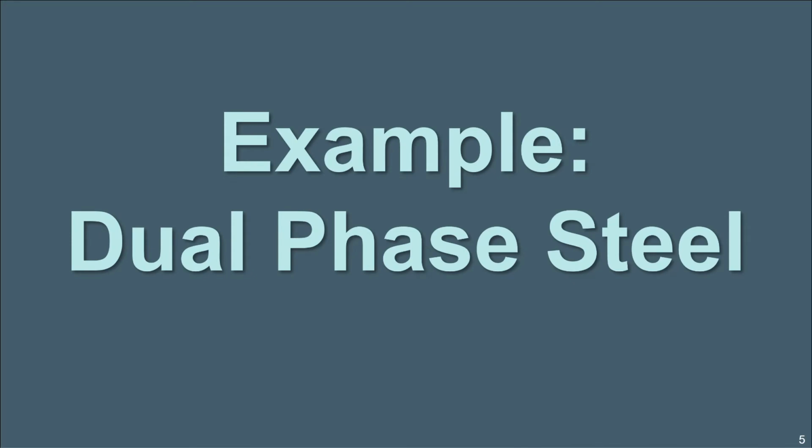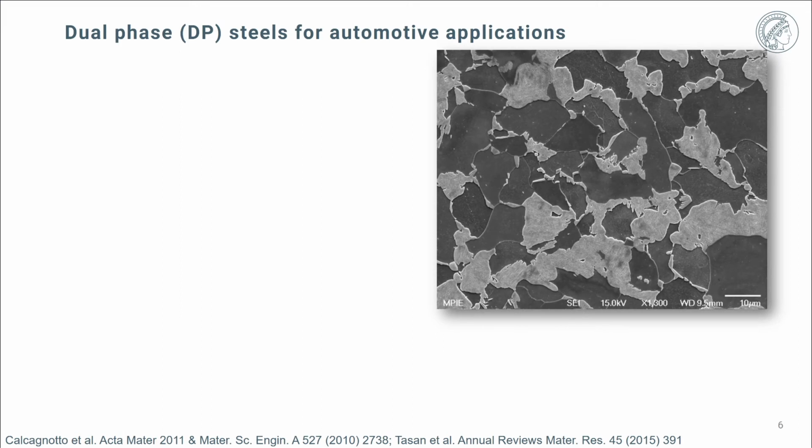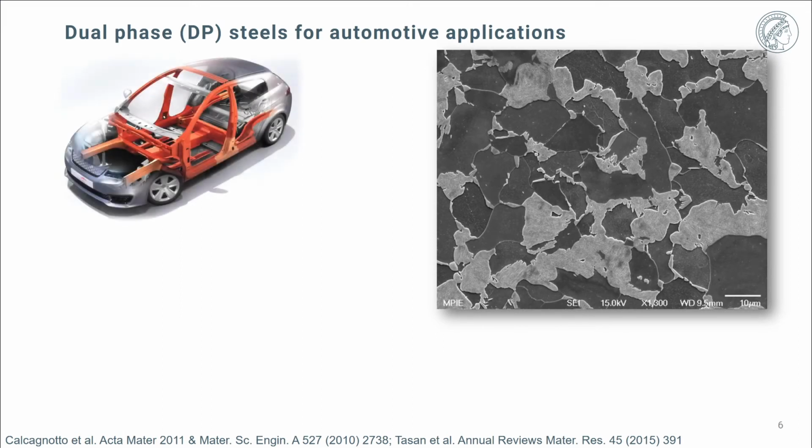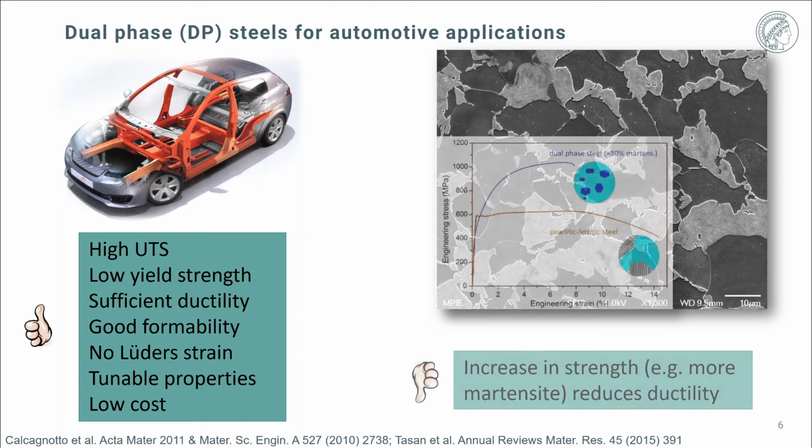Let me give you an example of classical DP steel. This type of material, exemplary shown here, consisting of ferrite and martensite, is of course of very high interest in the field of automotive forming and application. It has a very high ultimate tensile strength, UTS, low yield strength, which is beneficial. It has a decent ductility of a few percent normally, good formability, no Lüders strain, tunable properties, and is very cost efficient.